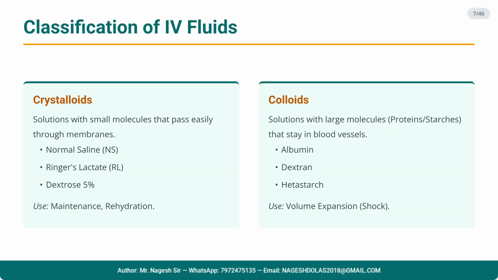IV fluids are classified into crystalloids and colloids. Crystalloids have small molecules, used for maintenance and rehydration. Examples include normal saline and Ringer's lactate. Colloids have large molecules that stay in the blood vessels, used for volume expansion. Examples include albumin and dextran.